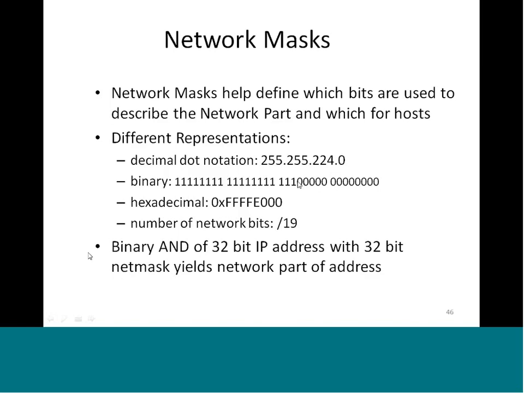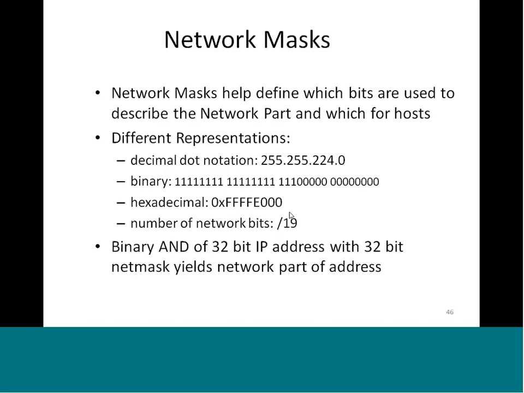Binary form is what is shown here, and the hexadecimal form can also describe the mask, which is FFFFE000. Typically, once you become a part of the network, your machine is assigned a mask based on how many computers are in the network. Based on that it assigns a mask, and the way that we get the network part of the address is a simple binary AND of the 32-bit IP address with the 32-bit netmask.